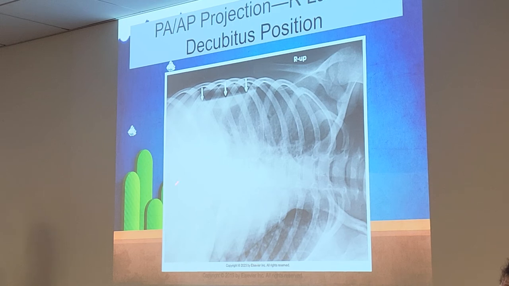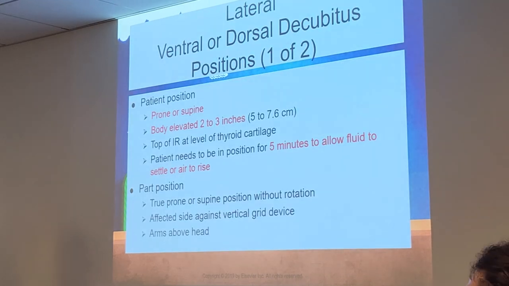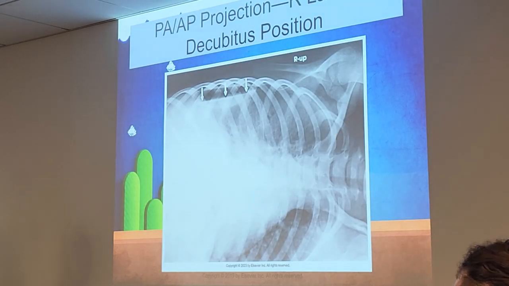Now, based on the criteria, is this x-ray acceptable? Why not? It cuts off the lung. We're cutting off the left lung. So what did they not do on this x-ray? They didn't prop the patient up. Correct. And this is a child. This is a pediatric. Can you tell because of the grouping of all the ribs? Right, they're less developed.